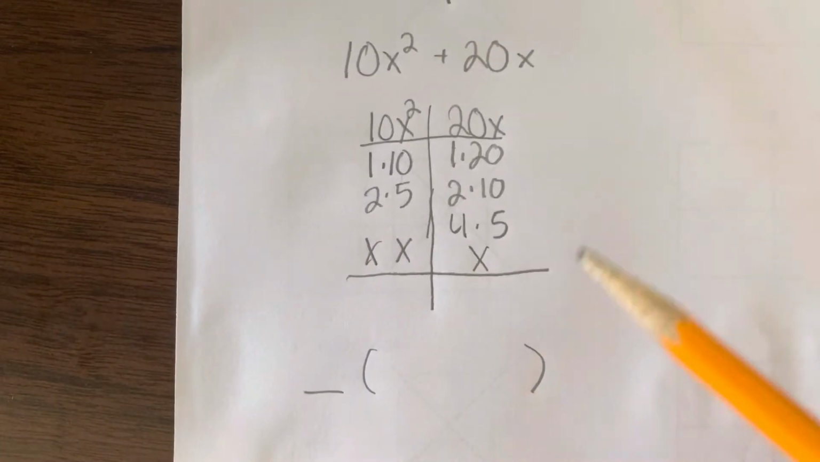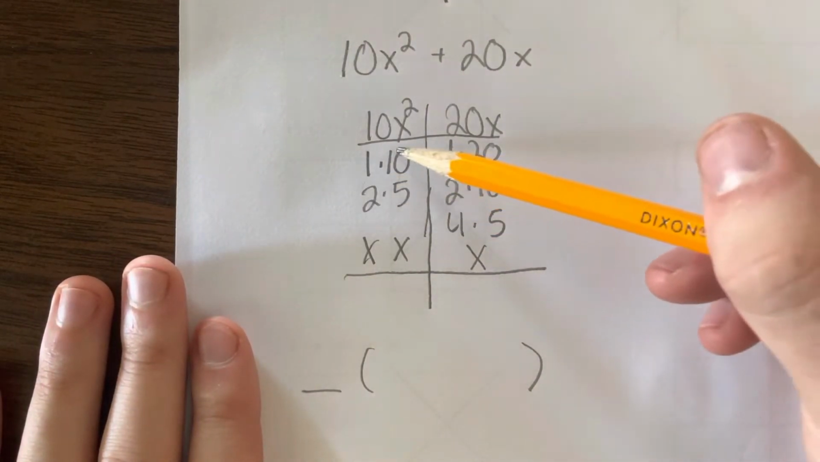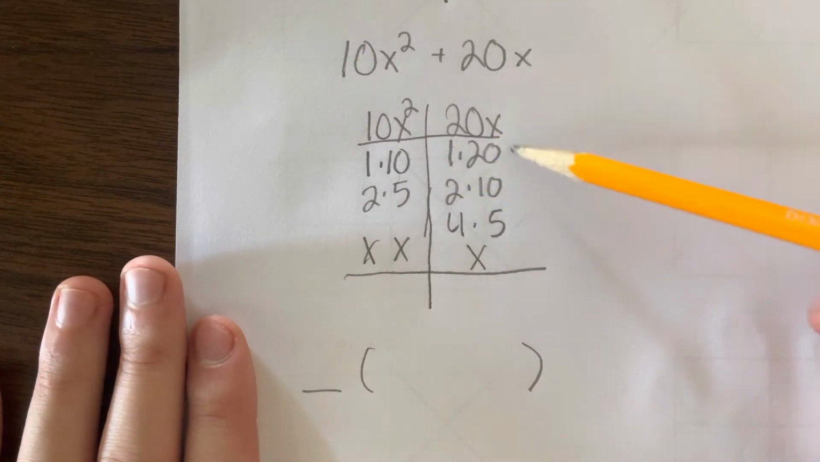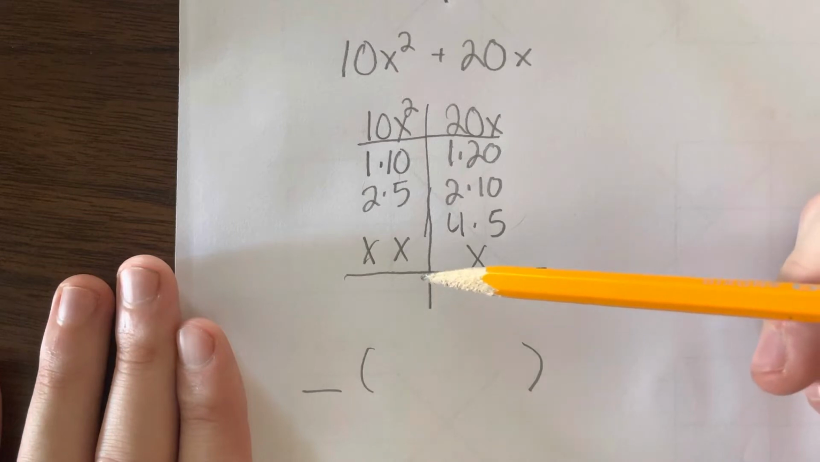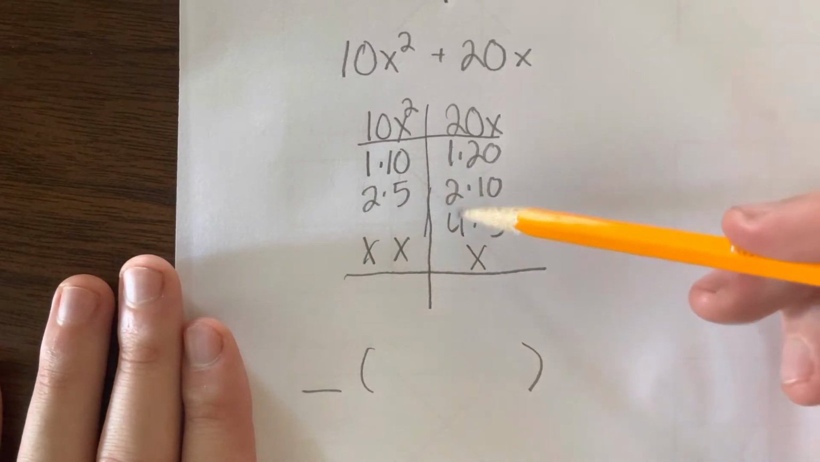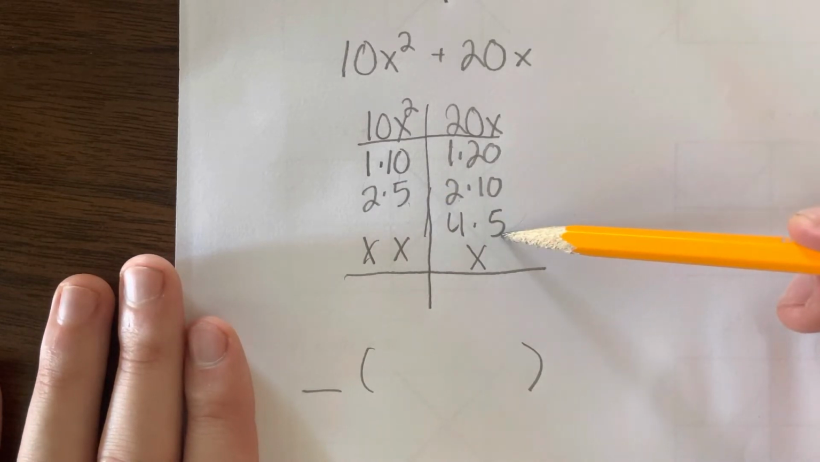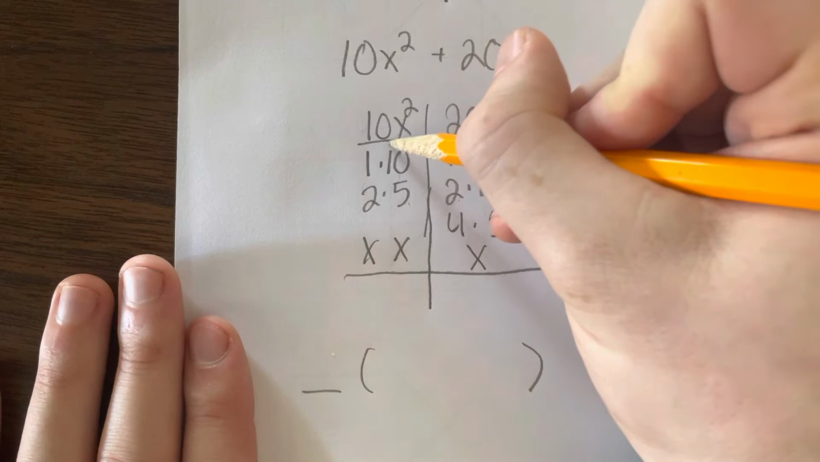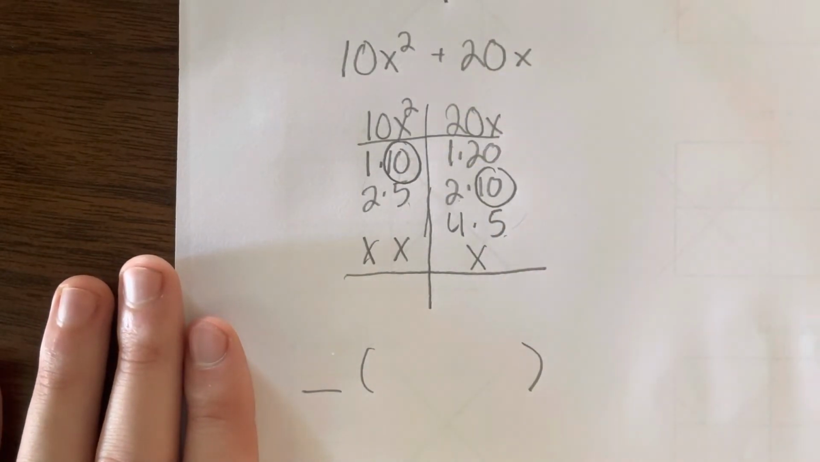So now we need to decide what is the greatest common number we see on both sides. I'm looking at my numbers on this side, and I'm looking at my numbers on this side, and I'm seeing which one is the highest number or the greatest factor. Well, I see a 2 on both sides. I see a 5 on both sides. But I see a 10, which is way bigger than 2 or 5. 10 is the greatest number.